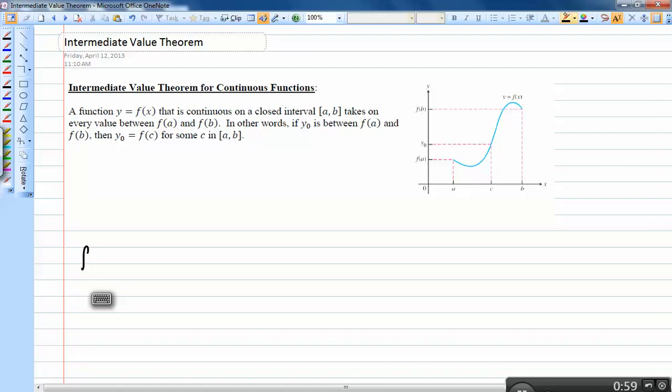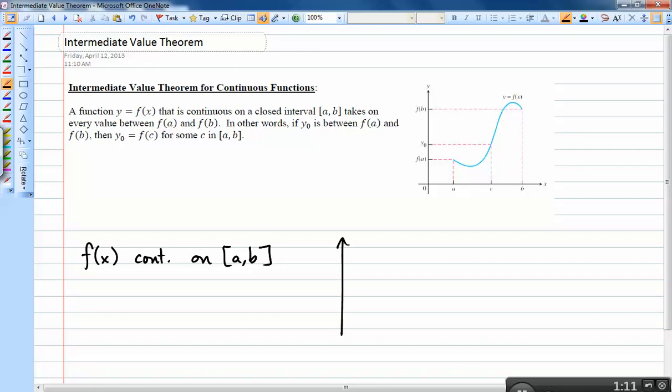Okay. So we're going to make f of x continuous on [a, b]. So if I graph just where a is and where b is, let's say a is here, b is here, and let's say f of a is here and f of b is there. So this point, b, f of b, and a, f of a.